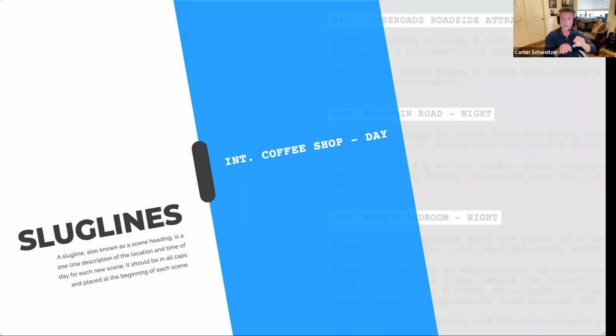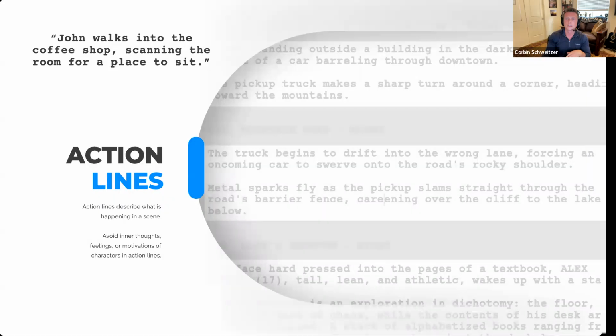The first are slug lines. Slug lines are the scene heading. It's the one-line description of location and time of day for each scene. It should be in all caps and placed at the beginning of each scene. Example: INTERIOR. COFFEE SHOP. DAY. Next, action lines. Action lines describe what is happening in the scene. They should be brief and to the point, focusing on what the audience can see and hear on screen. Avoid inner thoughts, feelings, motivations. Again, for example, John walks into the coffee shop, scanning the room for a place to sit.